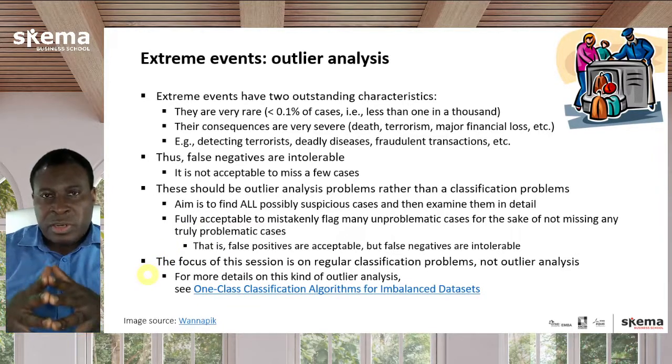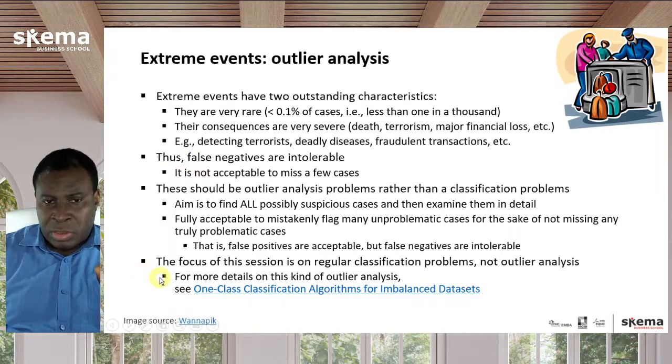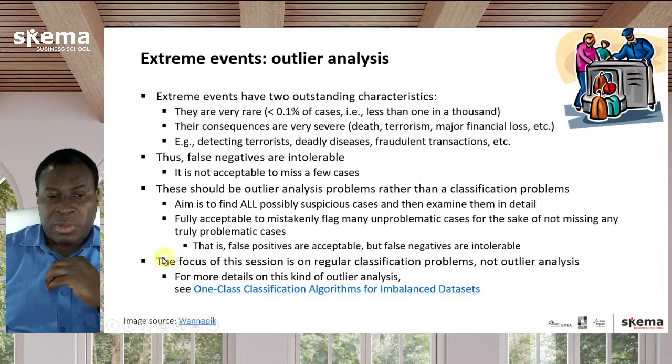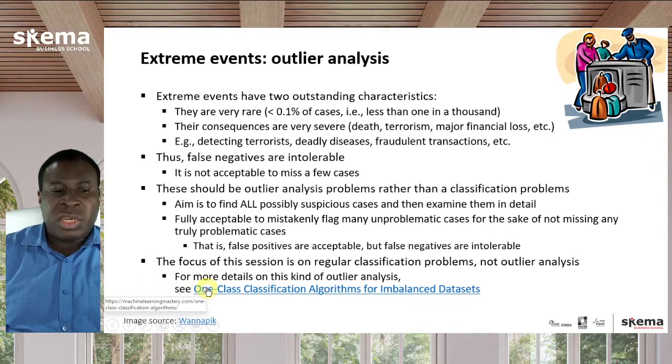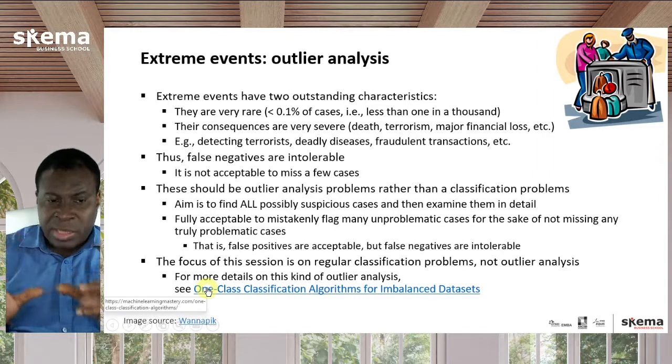Now, the focus of the videos that follow are on regular classification, not outlier analysis. So I'm explaining the nature of extreme events so that you understand that this is not what we're treating, because a lot of times people lump this kind of problem together. But the point here is that these should not be treated as classification problems, even though they often are. They should be treated as outlier analysis problems. And here's a link to some documentation that explains in more detail how classification algorithms can be used for imbalanced data sets, and that can be applied more probably for this kind of outlier analysis.